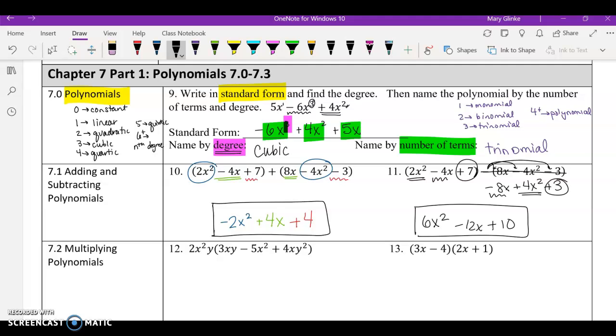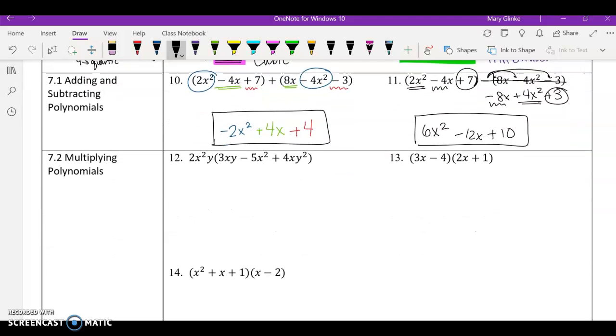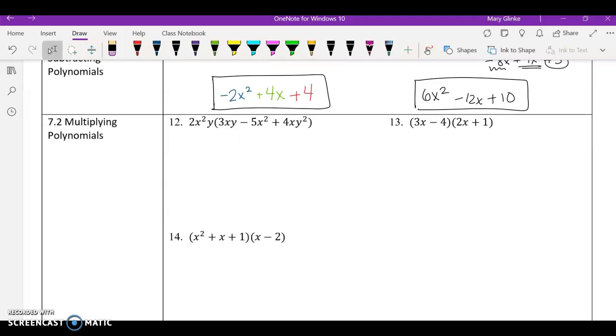So after we got good at adding and subtracting polynomials, then what we did is we started multiplying polynomials. So we're going to take this first outside term here and we're going to distribute it to each term inside the parentheses here. So our first two are going to be 2x squared y times 3xy. So we're going to do 2 times 3. We're going to combine our x's. So overall there are 3 in total. And we're going to combine our y's. So there's 2 in total. That's your first term.